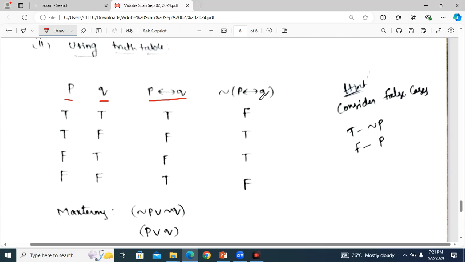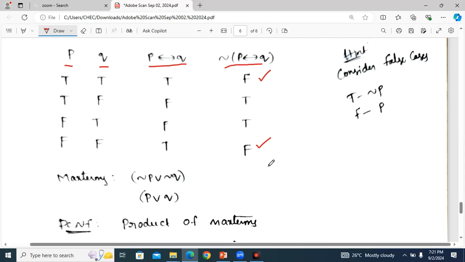Okay. Negation of P by implication Q. The rule of negation is true becomes false, false becomes true. So the truth values of this connective are false, true, true, false. Okay. Now we consider max terms for this truth values. So we consider false cases. How many false cases are there? Two. That means we have two max terms.